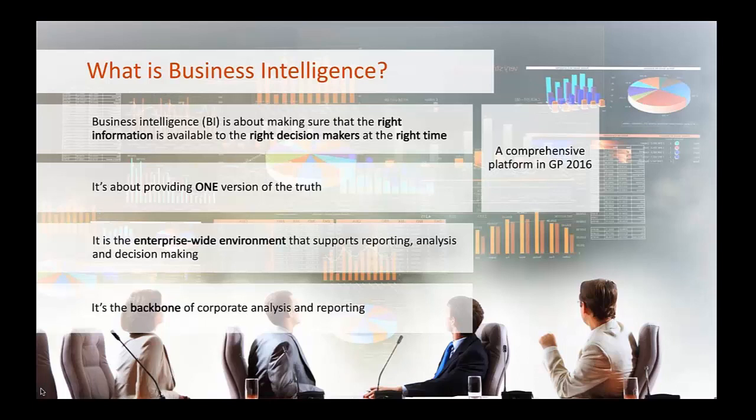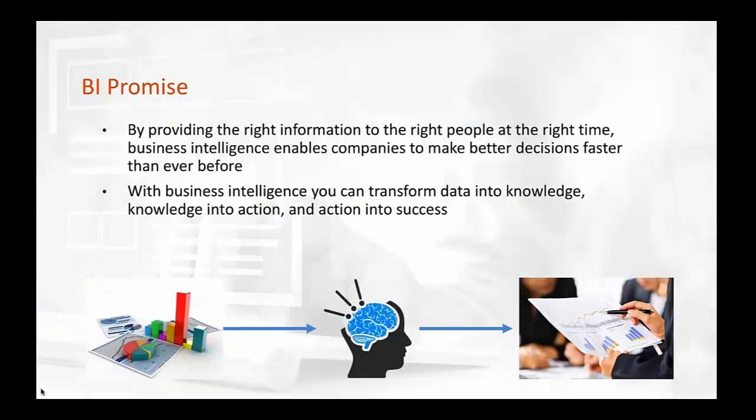It's comprehensive in GP 2016, and comprehensive meaning that there are multiple parts that come together to provide the platform. And it's important to know that the platform continues to grow. Some of you may be aware that Microsoft, probably a couple of years ago, released a very powerful BI tool called Power BI. With GP 2018, we understand there are going to be content packs on Power BI that ship with the product. So you'll see, again, BI taking more and more prominence inside the Microsoft product line, and certainly within Dynamics GP. So the BI promise, of course, is that if we provide the right information to the right people at the right time, companies can make better decisions faster. And with business intelligence, you can transform data into knowledge, knowledge into action, and action into success.